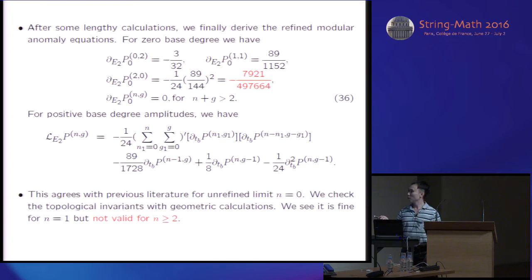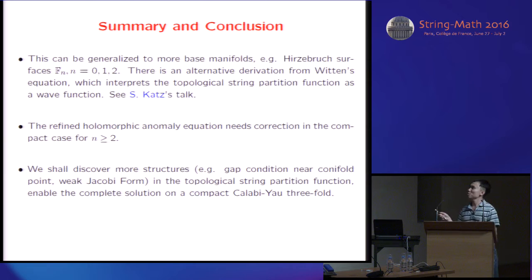However, I just cheated a little bit because for n bigger or equal to 2, it turns out that it has some conflict with the geometric calculation by Sheldon's. So this is probably due to the fact that the refinement in the compact case is not entirely consistent. But it's quite nice that we still can track this n equals 1 case, which is the first case of refined topological string. So let me conclude.